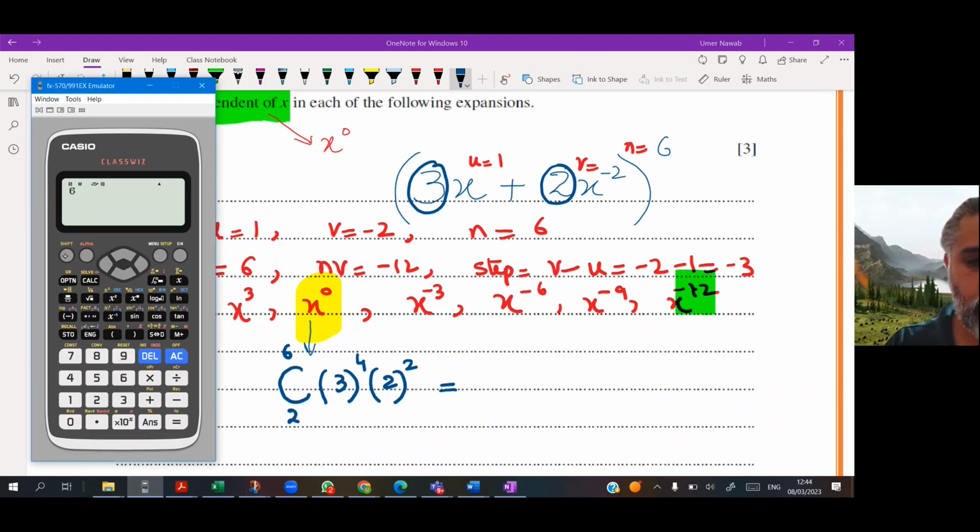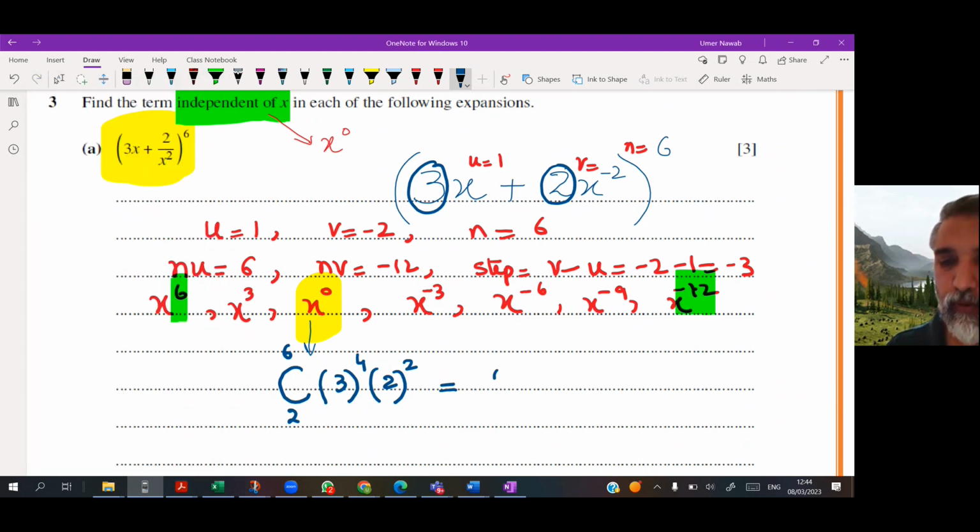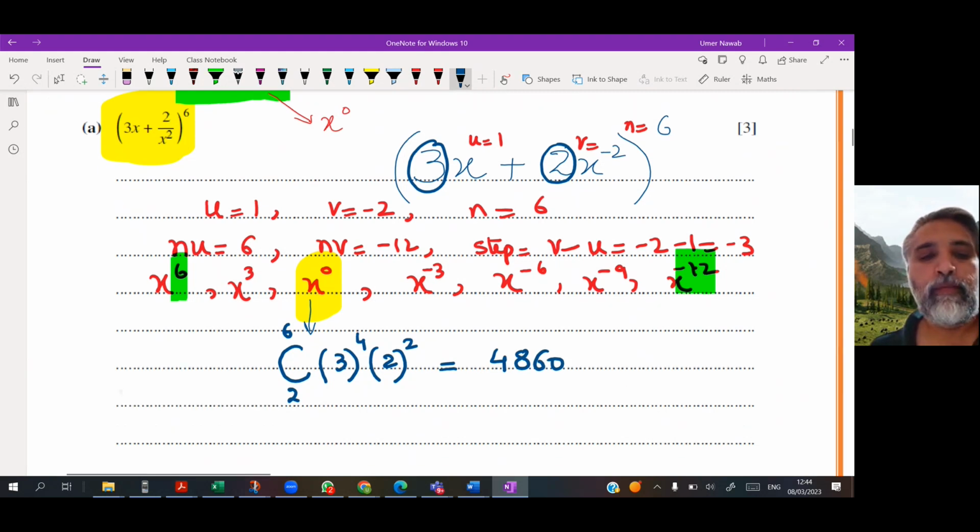6C2, 3 power 4, 2 power 2, which is 4860. And that's all with it.